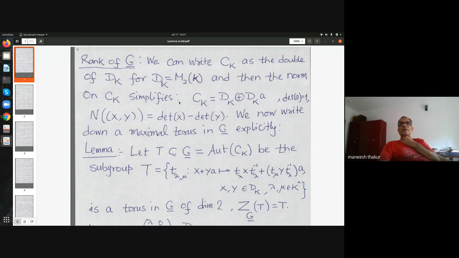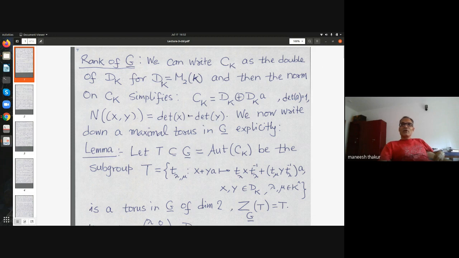So what we do is we are anyway over algebraic closure. There the quaternion algebra we started with over the algebraic closure is just 2 by 2 matrices, and up to conjugation by a single automorphism allows me to write this equal to this, and Ck is dk plus dk times A. This kind of decomposition we have seen where I can choose A to have determinant 1. And then the norm form just looks like this: determinant X minus determinant Y.